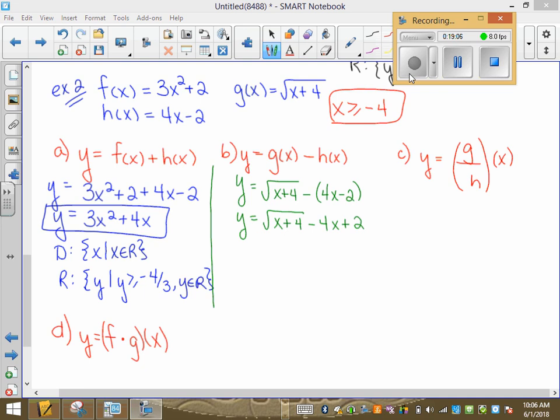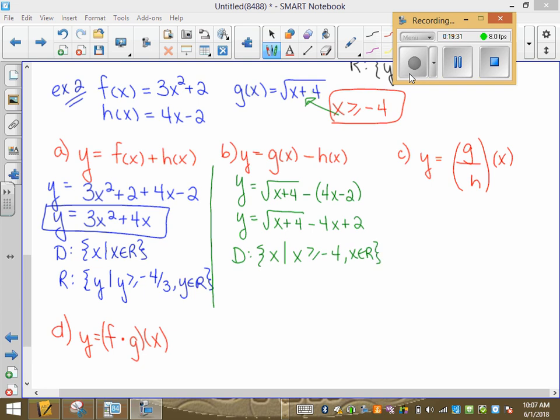Okay, so why does this graph start at x is greater than or equal to -4? Because that's the domain of this one, and this is in here. So the domain is x such that x is greater than or equal to -4.